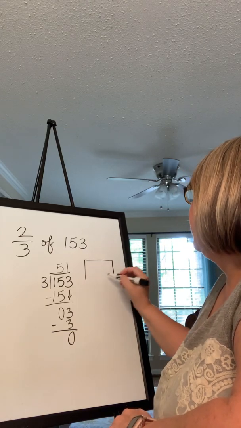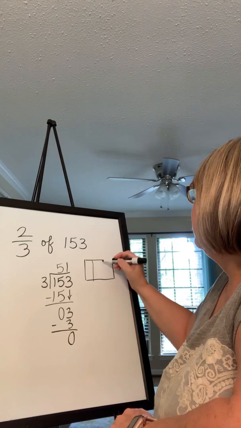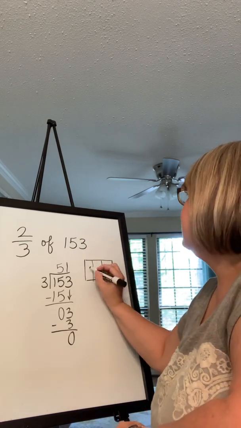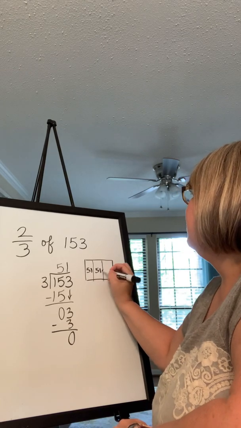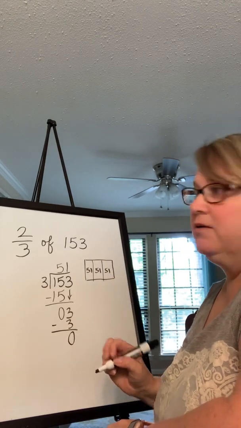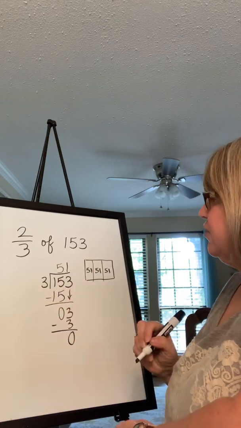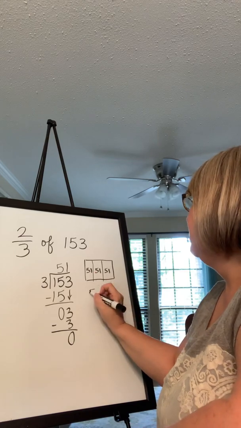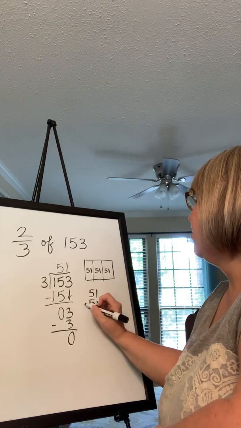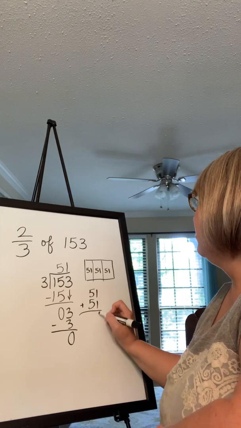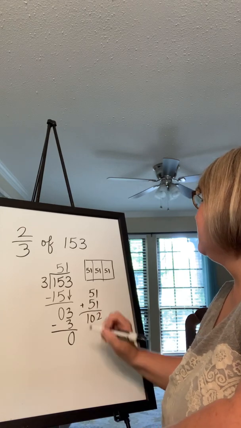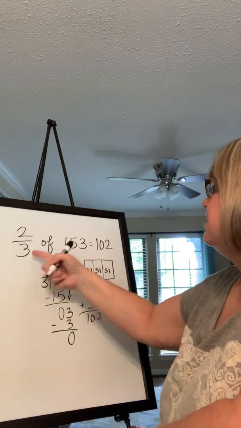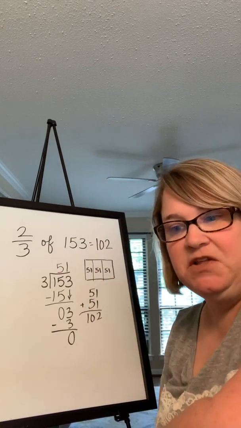So think about it like this. If you have 153 divided into thirds, each one of these will be 51, because 51 times 3 gives you 153. So if it's asking us how many would 2 of those thirds be, we just add them together, or you can multiply by 2. 1 plus 1 is 2, 5 plus 5 is 10. So 102 is 2/3 of 153.